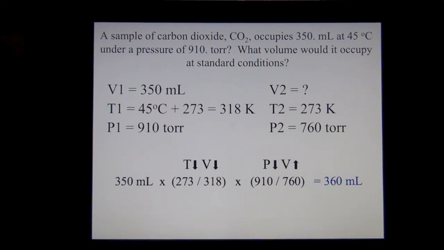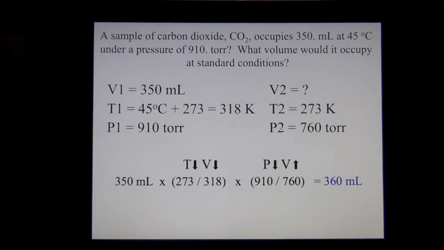So if we want our volume to go down, we're going to need to set up a temperature fraction that is less than 1. So if we multiply our initial volume of 350 by a temperature fraction that is less than 1, and as you see in front of you that would be 273 over 318, then our volume will go down.